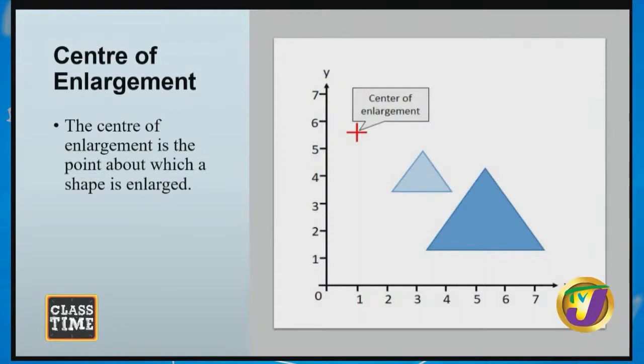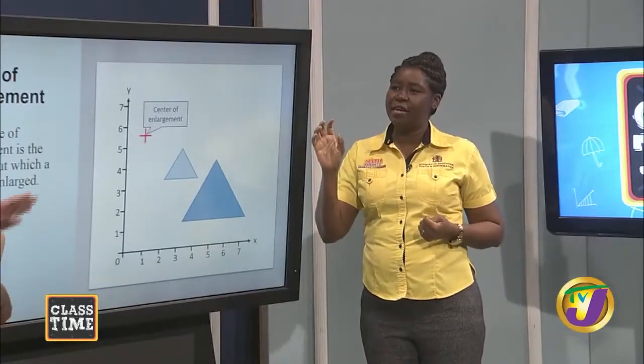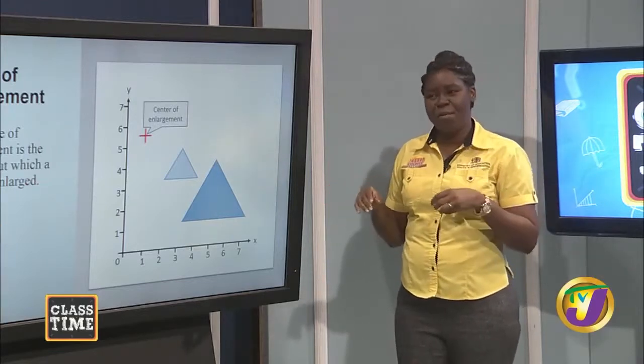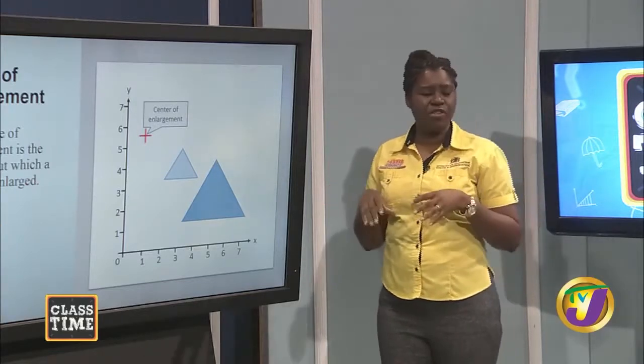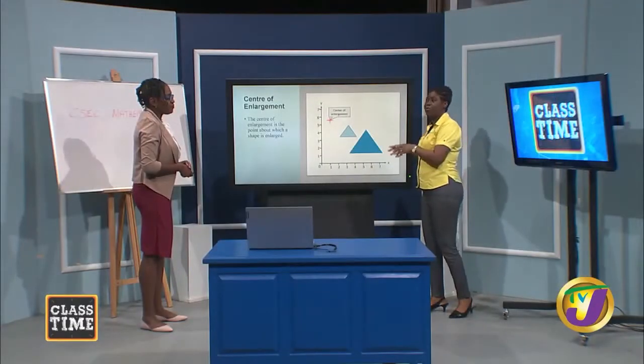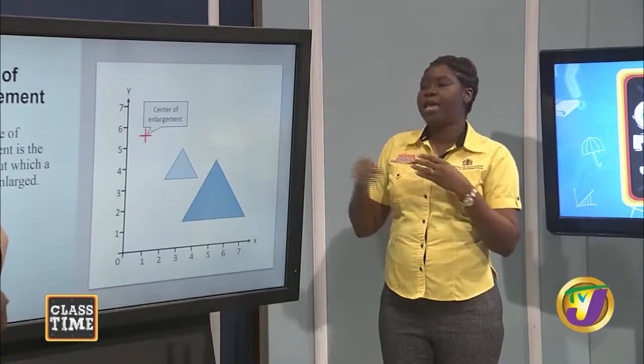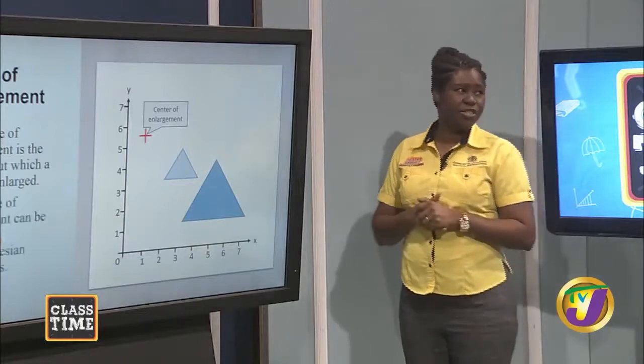So the fact that it is at this location and not here means that the center of enlargement can be at different places on the Cartesian plane, just as with the lamp when we were discussing the shadow. The lamp can be moved around. If you remember, when you're playing with your shadow and the light, if you move the light in a different direction, your shadow will move as well. It's the same idea with our center of enlargement. It's not static. It can be at different places on the Cartesian plane.